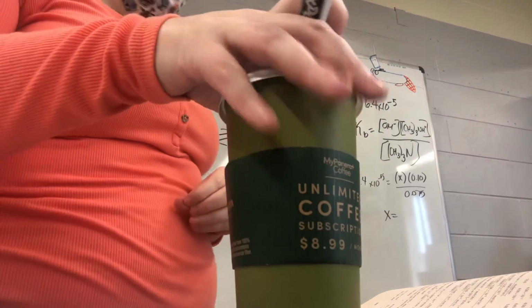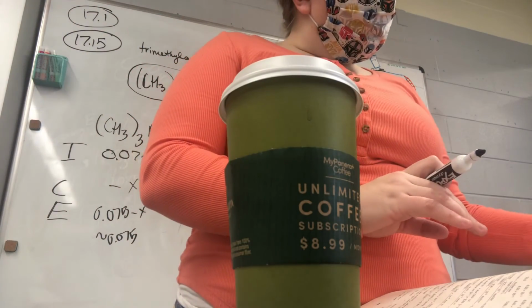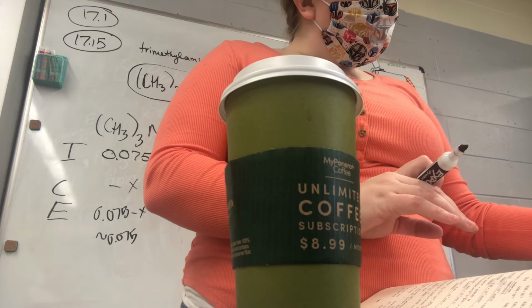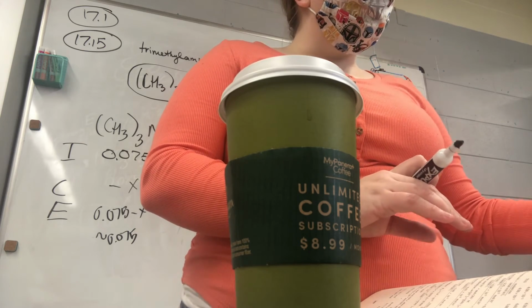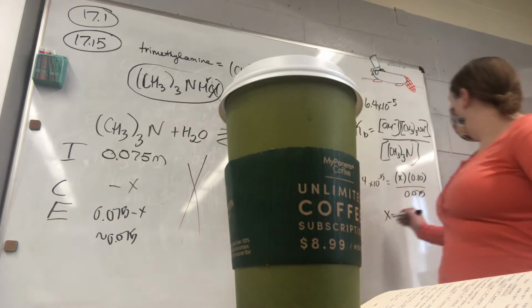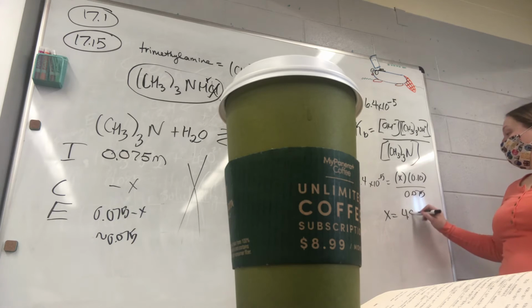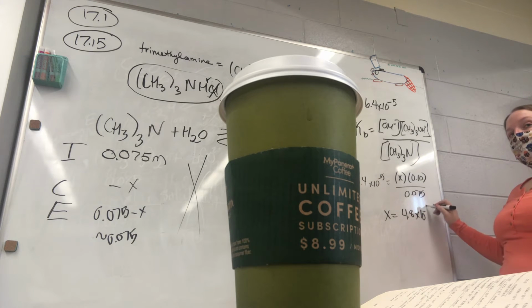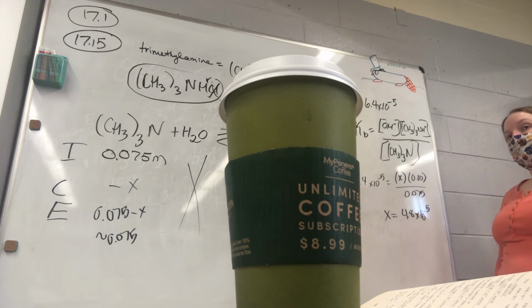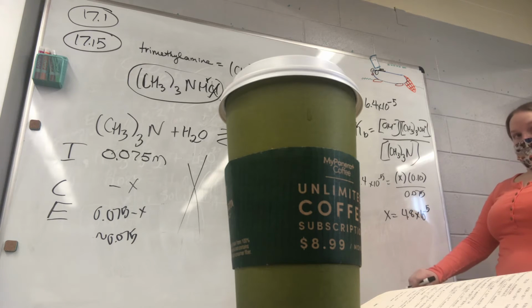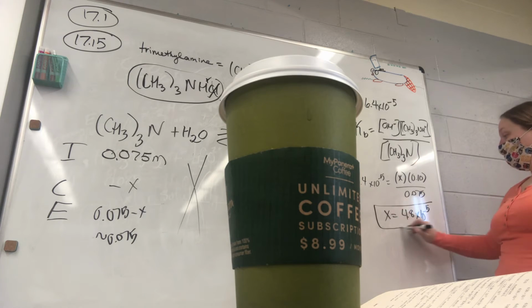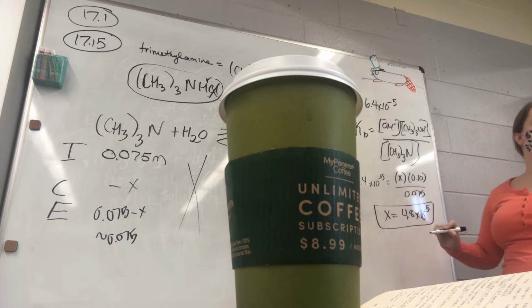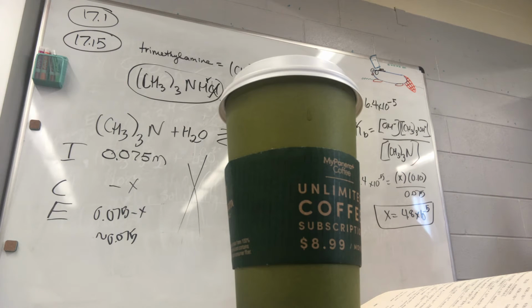It doesn't look wrong. Hold on, let me see. I got 4.8 times 10 to the negative fifth. Is that what you got? Is that what you got for that? Is that what you got, Kevin? Is that what you got, Zach? Yeah. Okay. Are we done?